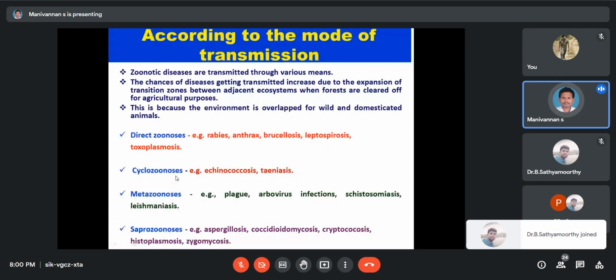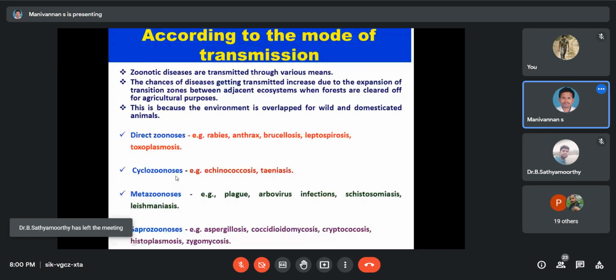What does metazoonosis mean? The transmission involves both vertebrate and invertebrate hosts. Example, arbovirus infection. What does cyclozoonosis mean? Cyclozoonosis means more than one vertebrate host involved in the transmission. Okay, vertebrate and vertebrate host. Is that clear?